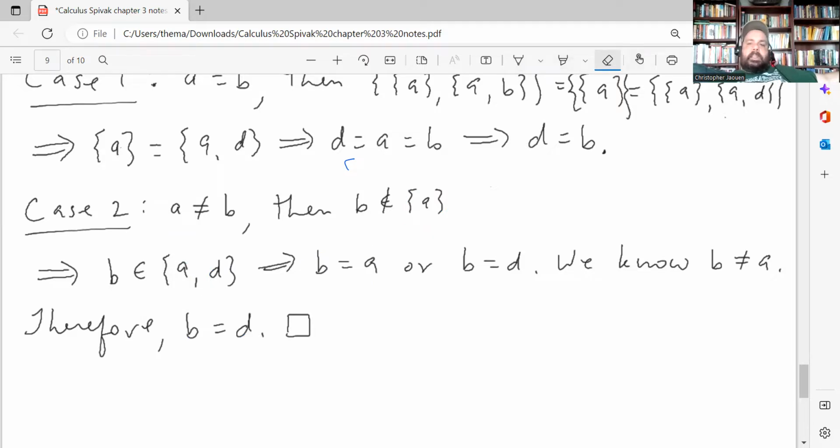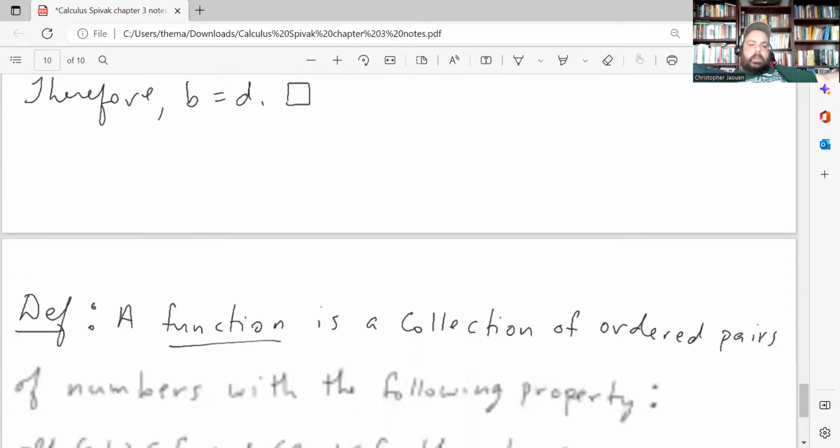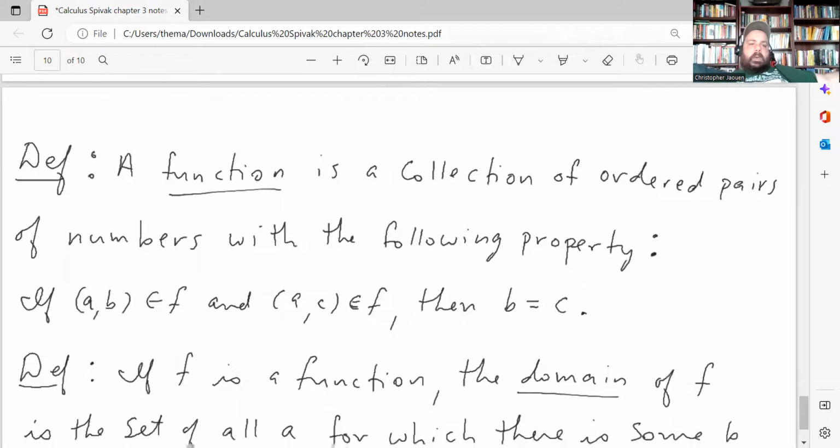Okay, and then the last thing that he ends with here is the formal definition for function. So here it is. A function is a collection of ordered pairs of numbers with the following property. If the ordered pair (A, B) is in the function f, and (A, C) is in the function f, then B has to equal C. So in other words, the x coordinates are not repeated. So each of the elements of the domain are paired with one number in the range.